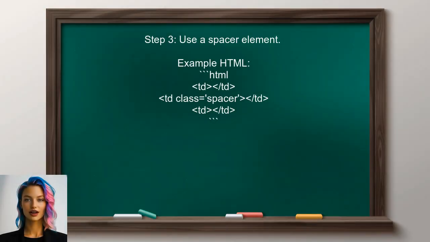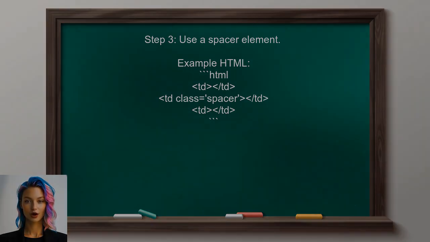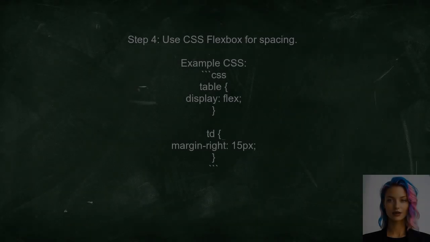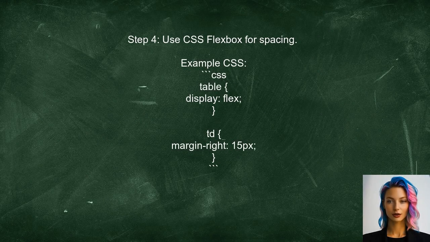Another approach is to use a spacer element between the table cells. The user can create a small empty table cell or a div with a specific width to act as a spacer. Lastly, if the user prefers a cleaner solution, they can utilize CSS Flexbox. By setting the display property of the table to flex, they can control the spacing more effectively.